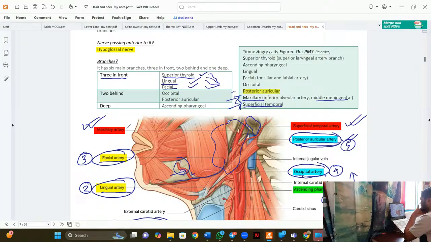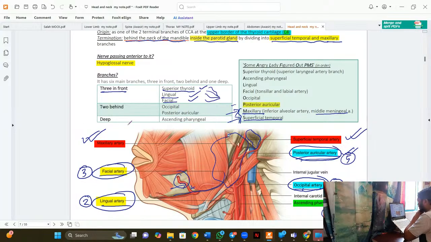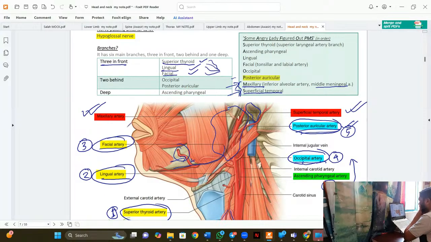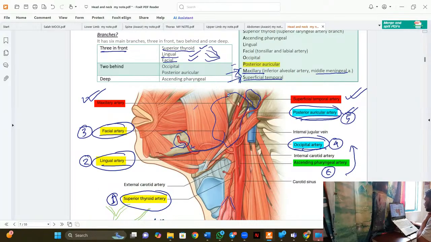So, Asma, can you tell what are the branches of the external carotid artery? Okay, in the front we have the lingual, facial, and superior thyroid artery. In the back, we have occipital artery and posterior auricular. And we have a deep branch, ascending pharyngeal, and two terminal branches, maxillary and superficial temporal. Okay.